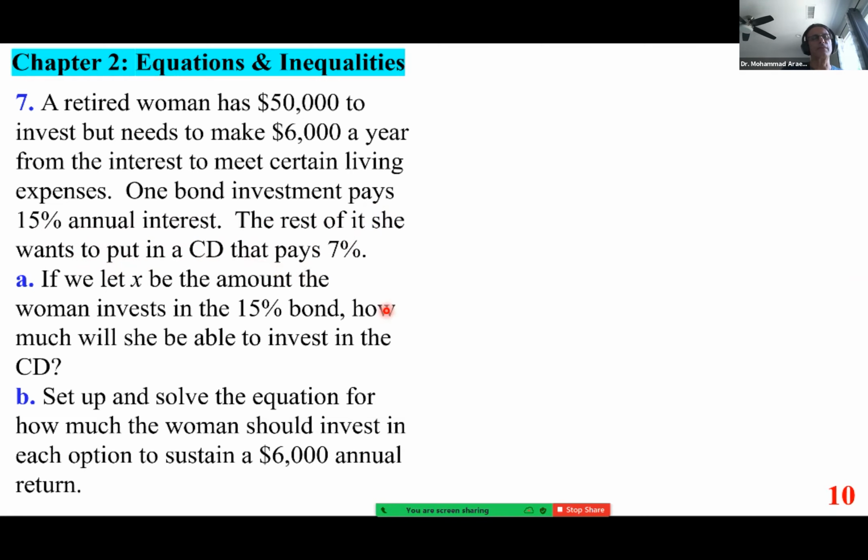All right, so I want to solve this. If we let X be the amount the woman invests in the 15% bond, how much will she be able to invest in the CD? And we want to set up and solve.